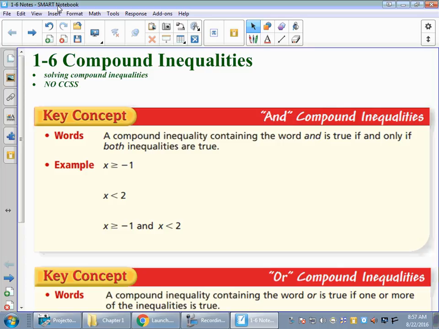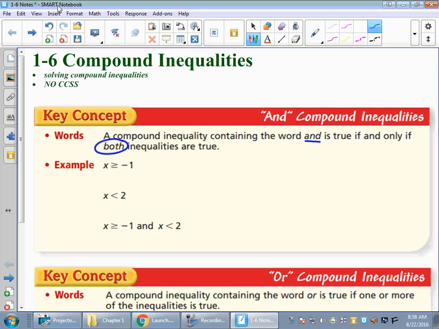But in an "and" compound inequality, both inequalities must be true. So the solutions must work for both. I only want numbers that make both statements true. So if you look at this example, it says x has to be greater than or equal to -1, and x has to be less than 2. There are a lot of numbers that are greater than -1, but that are not less than 2. So in this particular case, because we use the word "and," it is only true if you satisfy both inequalities.